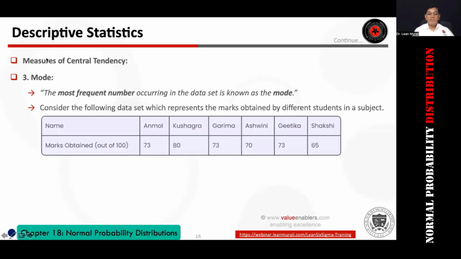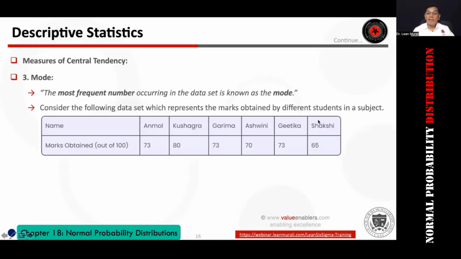Average you can calculate. And if you want to calculate the median, you need to arrange the numbers. Totally there are 6. So 65 first, 70 next, 73, 73, 73, and 80. You need to arrange in this order: 65, 70, 73, 73, 73, 80. And the median is 73 plus 73 divided by 2, which is 73. In this case, the median and mode are the same.